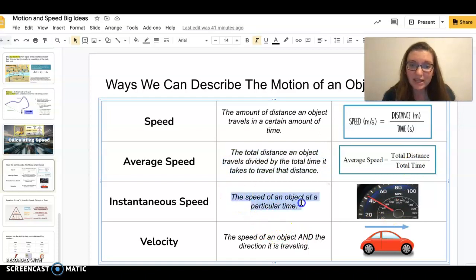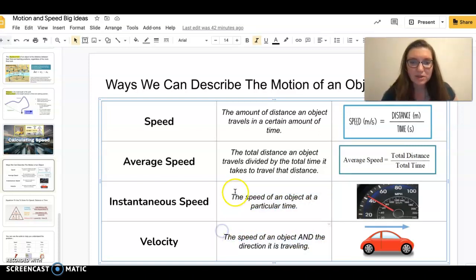Then we have instantaneous speed, and that's the speed of an object at a particular time. That's like as you're driving down the road and the police officer's got their speed gun, and they clock your time, that's an instantaneous speed. At that moment, I was driving 45 miles an hour, but on average, I was traveling 25, right? So at that instant, you were traveling a certain speed, okay?